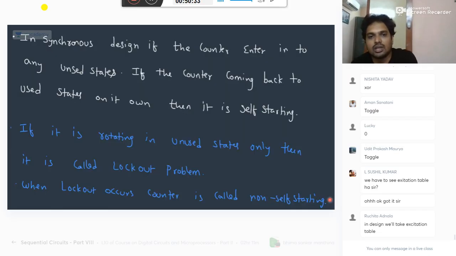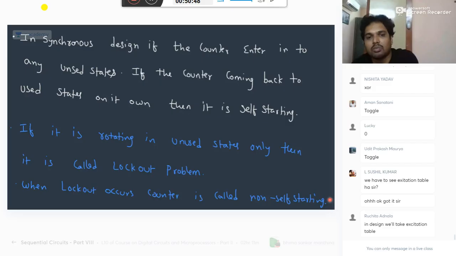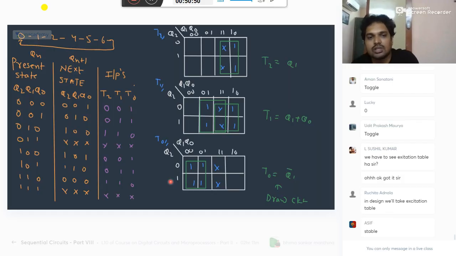So these are the points I give. According to this, it is coming back on its own. You are not doing anything. By chance, if some noise takes it to 3, it will come back to 5 and it will rotate again in the used states. No problem. So let's take one example where there is a chance of lockout problem. Let me take one more example.